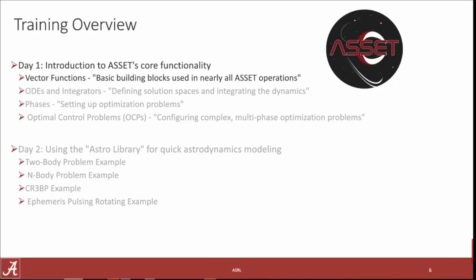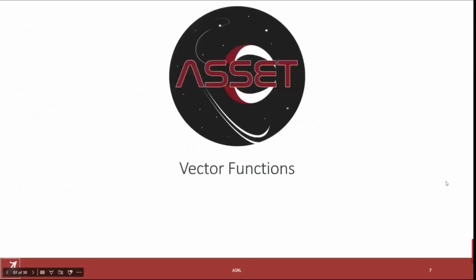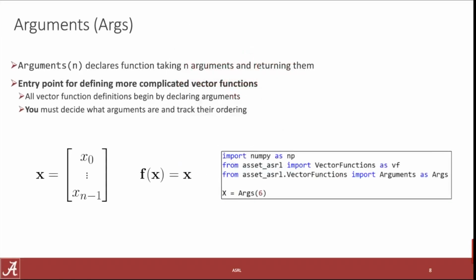Okay, so while that's getting configured, let's dive into the first section on the core functionality here. This first section is all about asset vector functions. You will be using vector functions extensively when you're using assets. So we're going to really want to make sure that you're comfortable with this type system that we're using, because it is the entry point for any of the more complex operations you'll use in asset.